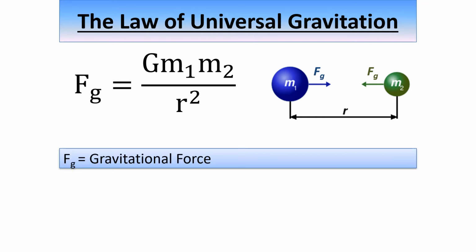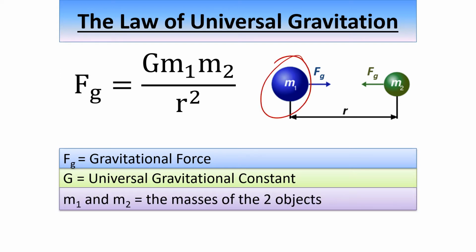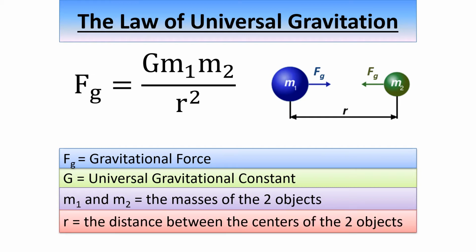So Fg, we know it's the gravitational force. G is the universal gravitational constant. It's just a number. It's the same number every single time. The thing that changes are the masses of the objects, so you need to know the mass of both of them. And you need to know how far apart they are, specifically how far apart their centers are. It doesn't matter what this radius is. They're going to try to trick you and tell you the radius of the planet. We really are looking for the distance between the centers of the objects. So that could get a little tricky.